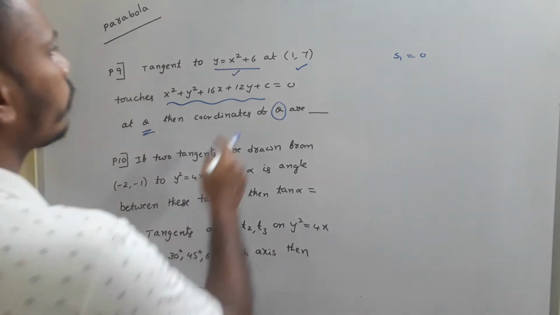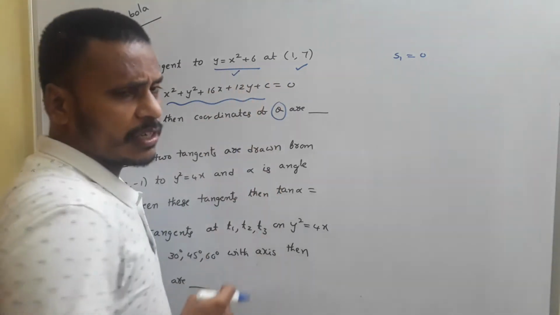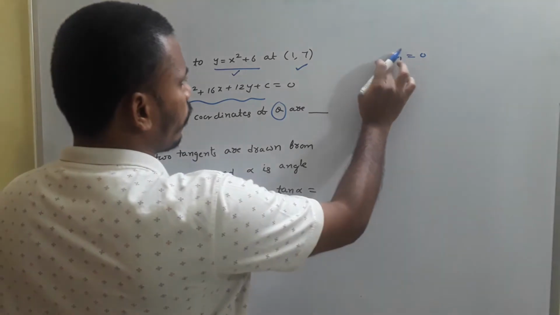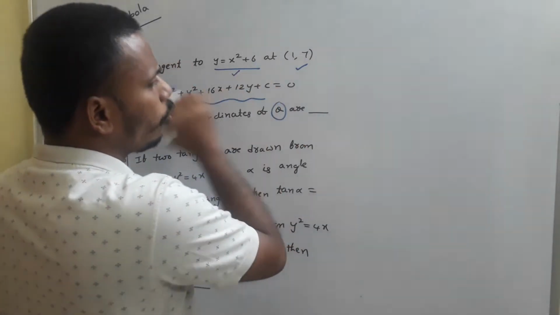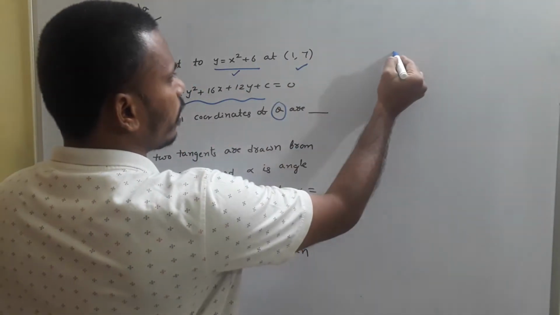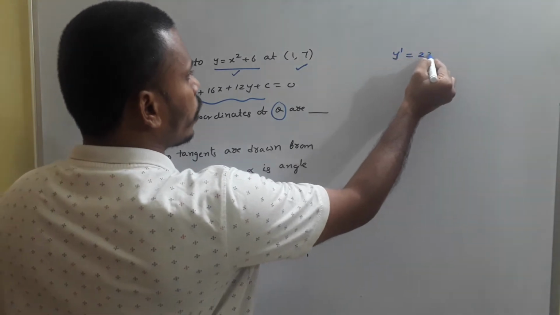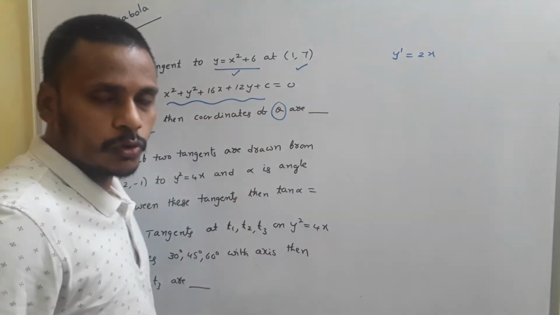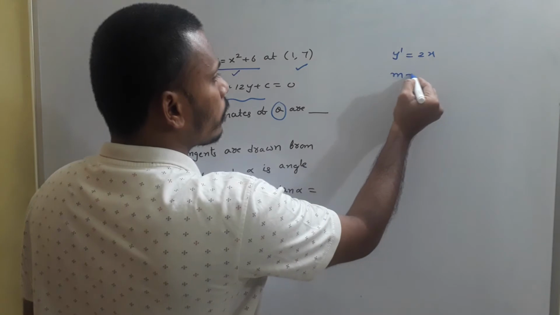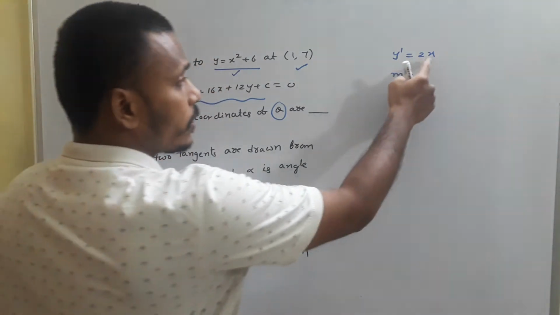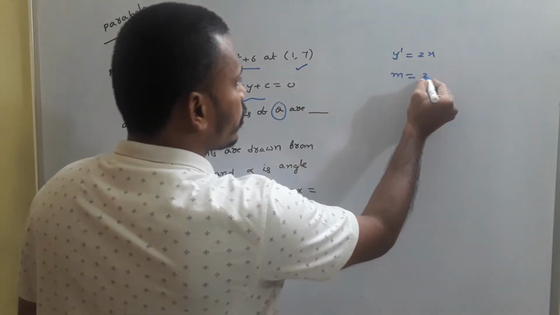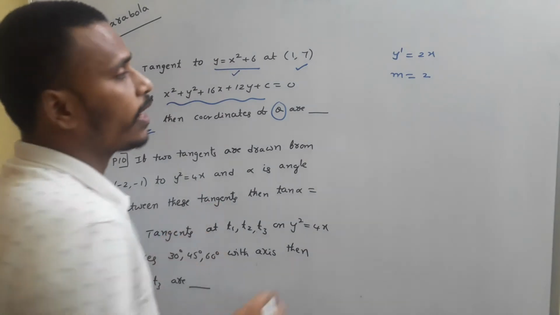What do I have to do? So go with the differentiation method. Instead of s1 is equals to 0, better to go with the differentiation method. For this curve, y dash is equals to 2x. So what is the slope? Slope is equals to this y dash at the point, which is 2. So the slope of the tangent is 2.